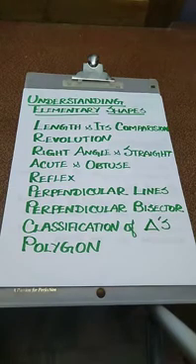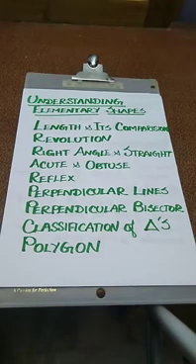Revolution, right angle and straight angle, acute and obtuse angle, reflex angle, perpendicular lines, perpendicular bisector, classification of triangles, then polygon. The first one I am going to explain is length and its comparison.